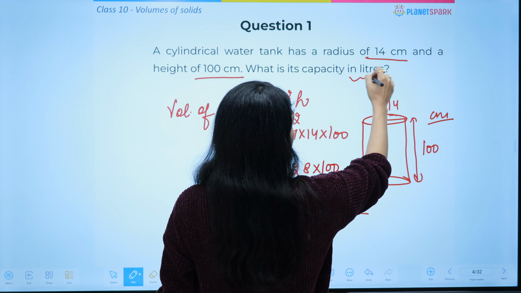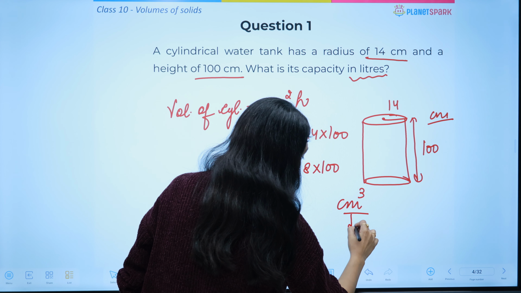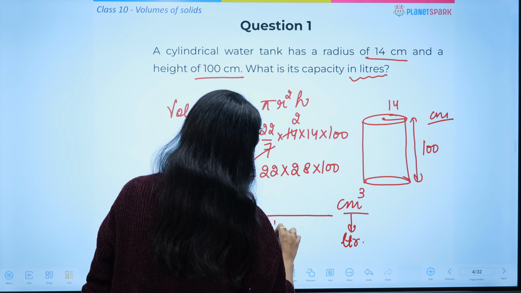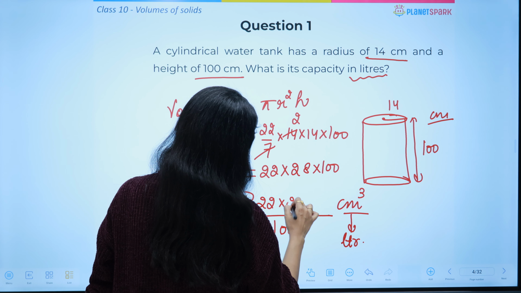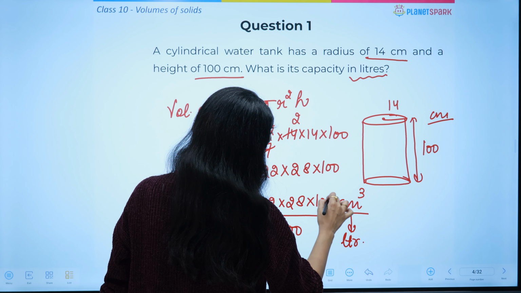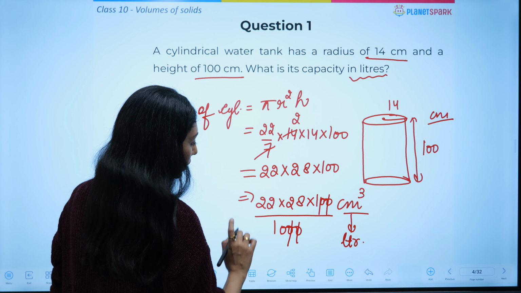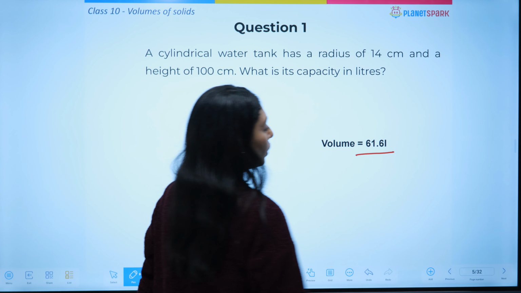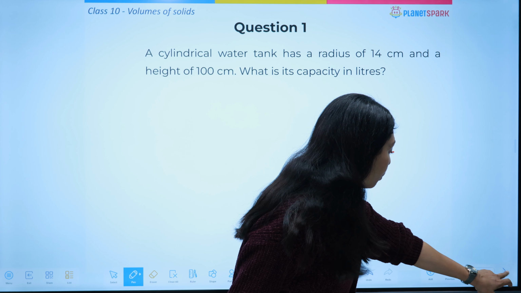Now we need the capacity in liters. So we have to do the conversion from centimeter cube to liters. For that what do we do? For that we divide by 1000. So let's do it directly. Not an issue. 28 into 100. 2 zeros get cancelled out, multiply it and then put the decimal here and you'll have your answer. And that will be 61.6 liters. Right everybody? Okay.